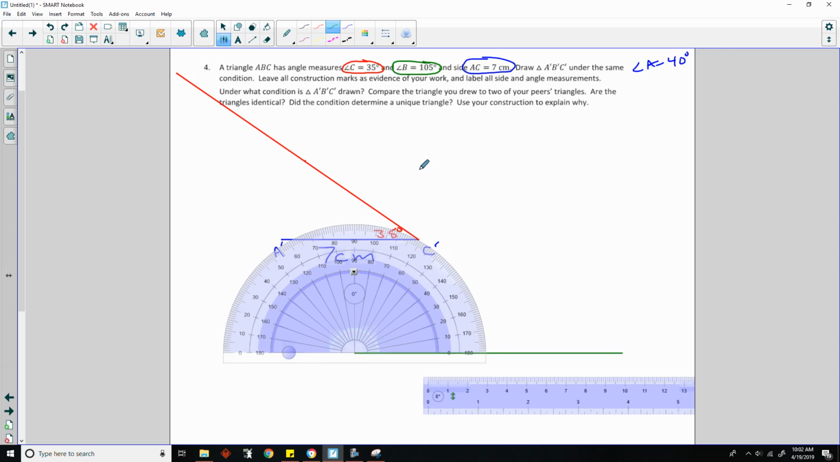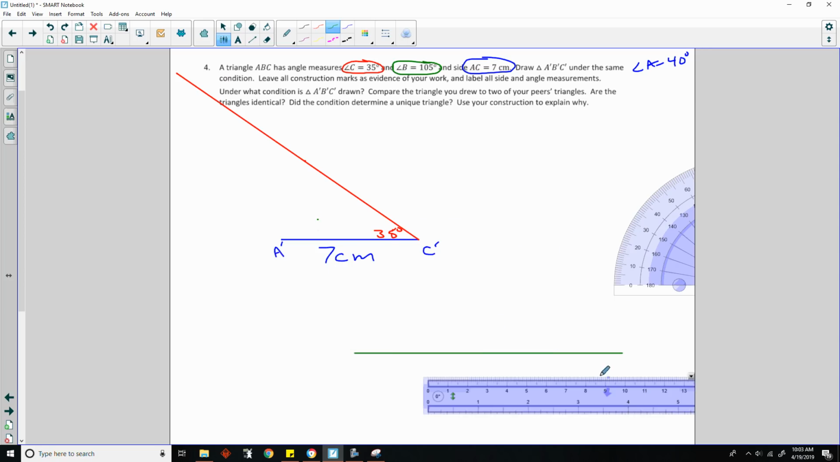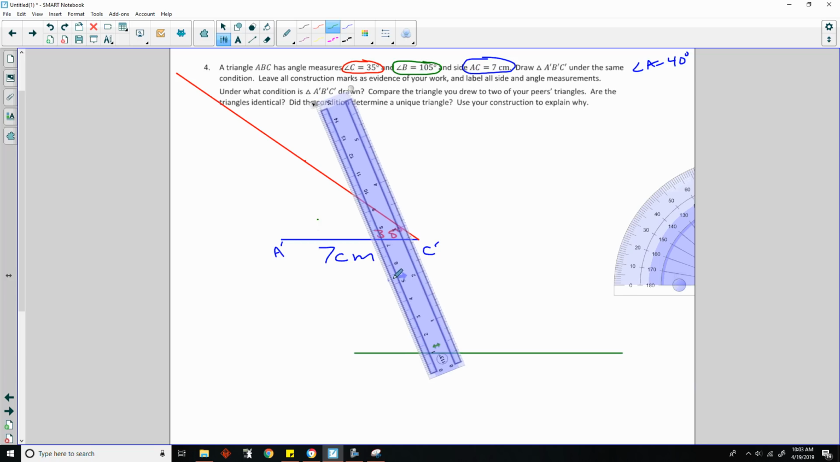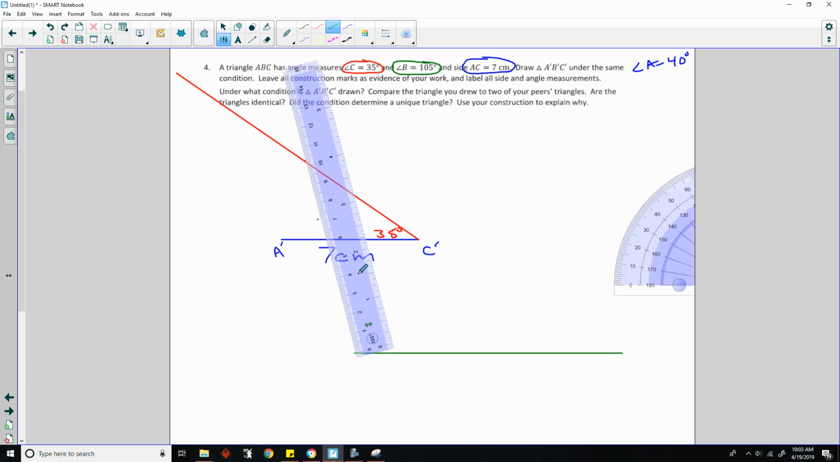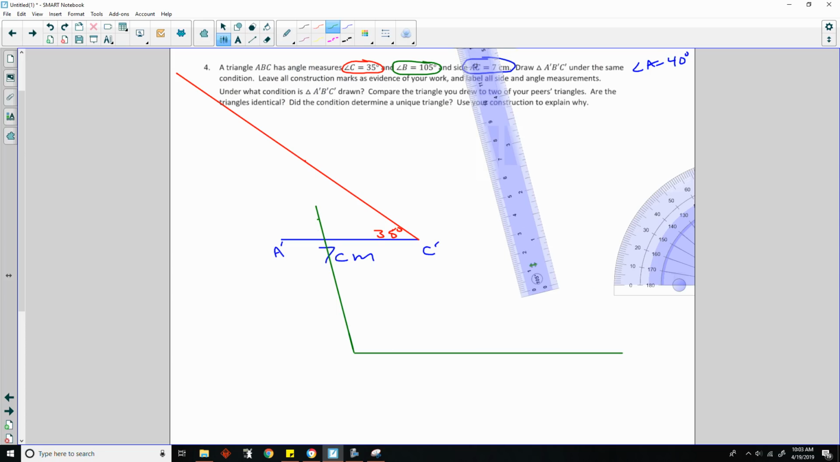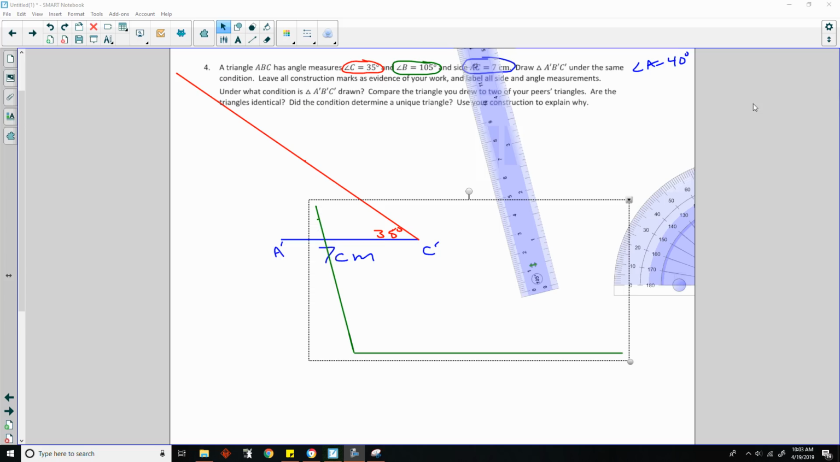Okay, I want this angle to be 105 degrees. So I'm counting this way to 105, which is halfway between 100 and 110. So it would be right here. Then I draw a segment through the point, up through there. Okay, so there's my angle. That's 105 degrees. I now have it on my pretend patty paper.